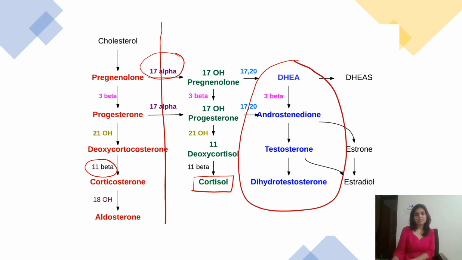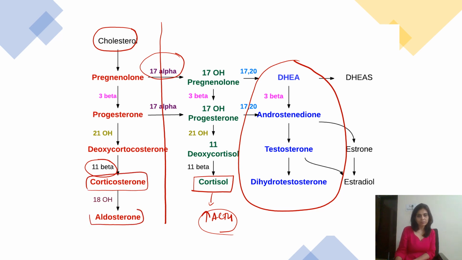And you know what happens when there is low cortisol? You know there will be feedback stimulation of ACTH and this causes congenital adrenal hyperplasia. And you know this ACTH stimulates adrenal cortical cells to take up excess cholesterol. And the excess cholesterol is diverted towards forming 11-deoxycorticosterone, corticosterone and aldosterone. And all these have mineralocorticoid activities. So in 17-alpha hydroxylase defect, there is excess mineralocorticoid.